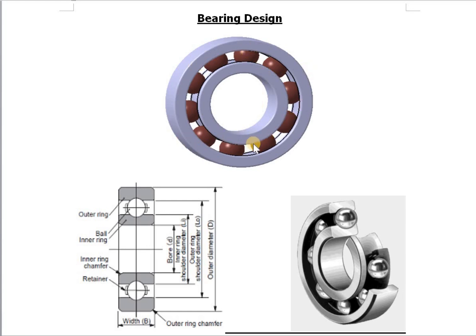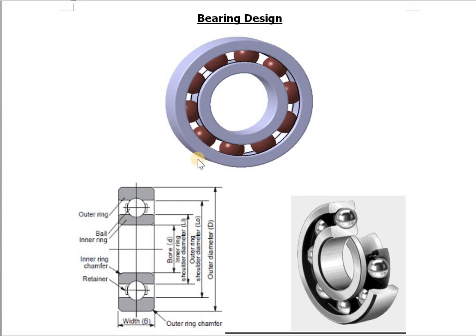As we see here, this is the complete diagram of the bearing. This is the quarter section and this is the cross-section. From here we can see the outside diameter, the internal diameter or the bore. Here is the width, the outer race and the inner race.